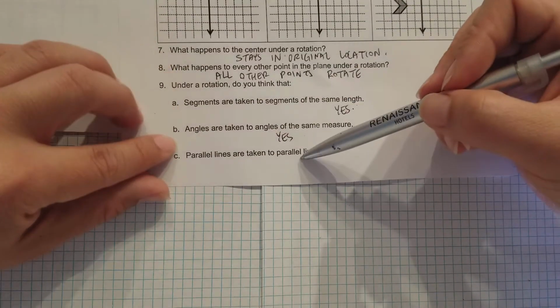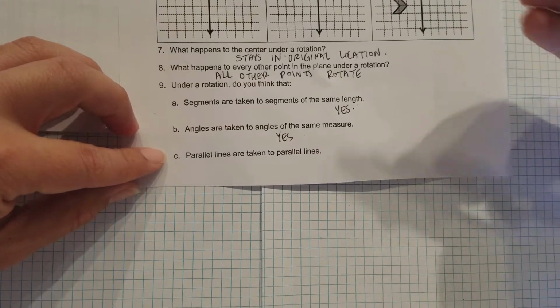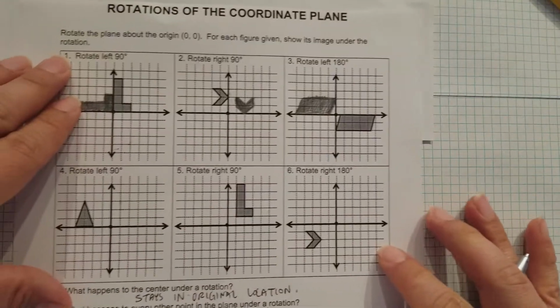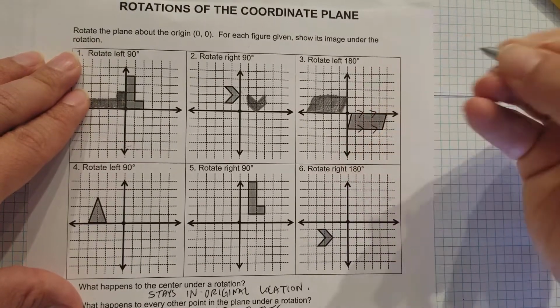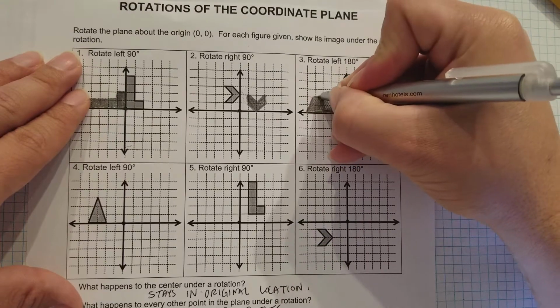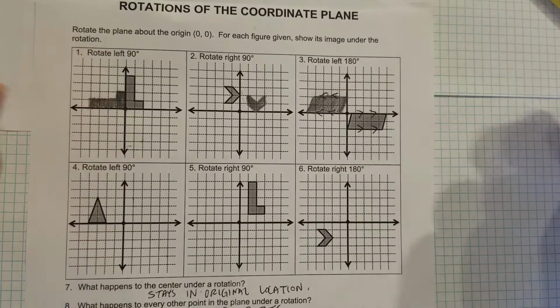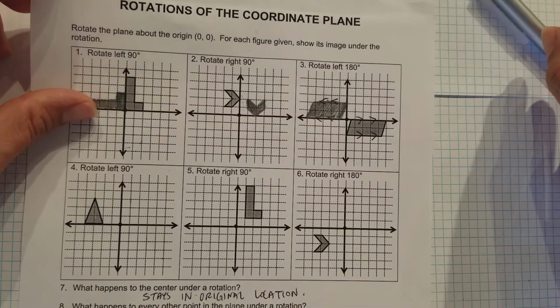The last question: are parallel lines parallel in both the new and the original image? Well, yes. Parallel lines stay parallel. If you look at the image that we just rotated here, this side was parallel to this side, and when we rotated it, it was still parallel. So there you go. I hope that clarifies rotations for you guys if you were having trouble with it.